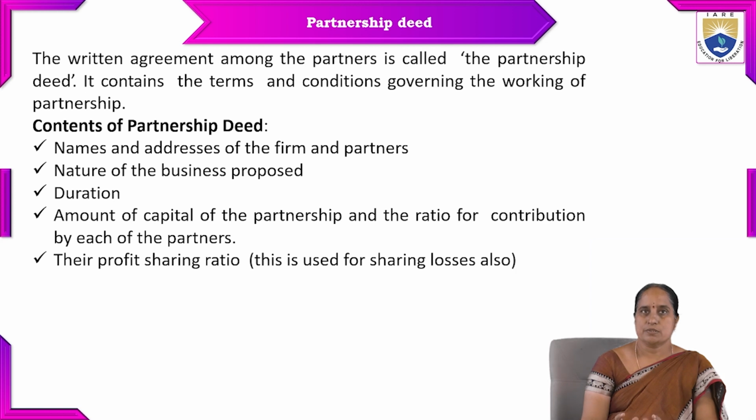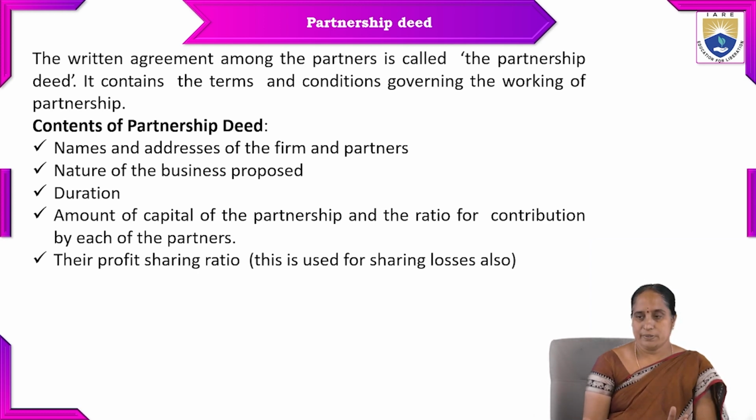Let us see. The first one is the names and addresses of the firm and partners, and the nature of the business proposed. Whether it is service oriented or a manufacturing concern, that we have to specify in the partnership deed. And the duration: how long they want to be partners and how long they will continue the partnership firm. They have to specify this clearly in the partnership deed, along with the amount of capital of the partnership and the ratio of contribution by each of the partners.